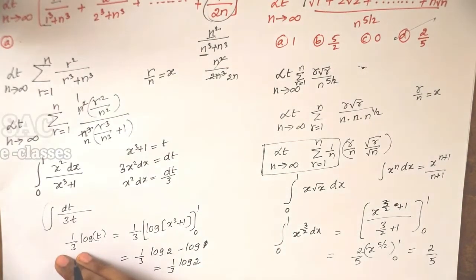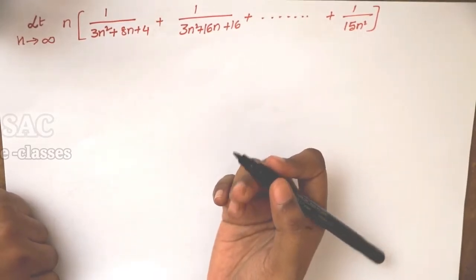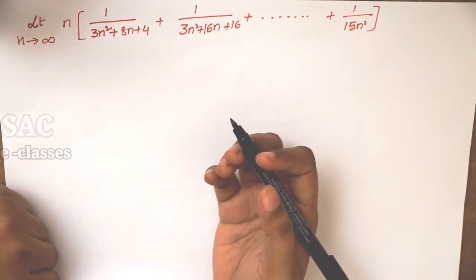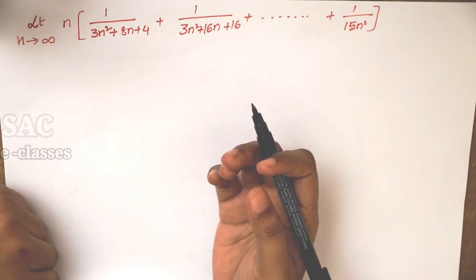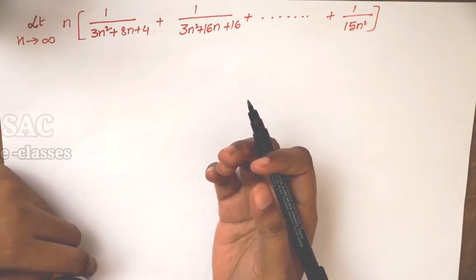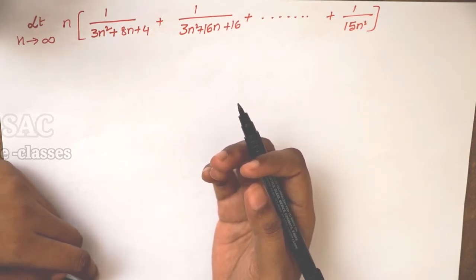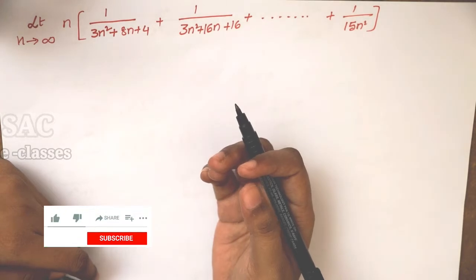Let's move to the next problem. Now look at the problem. It is a very important and expected one for this year even. Now, limit n tends to infinity, n into 1 by 3n square plus 8n plus 4.